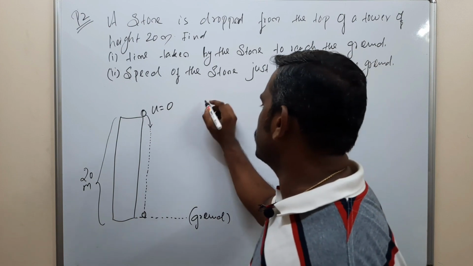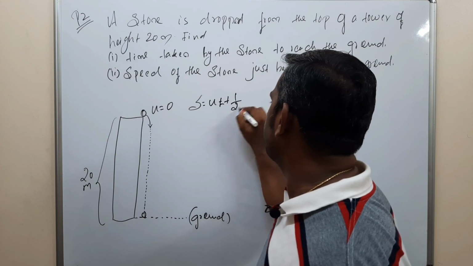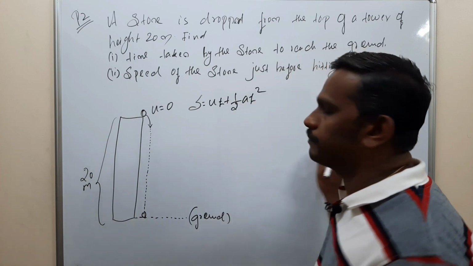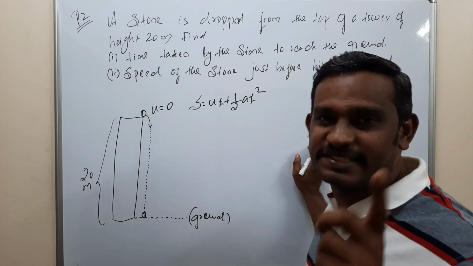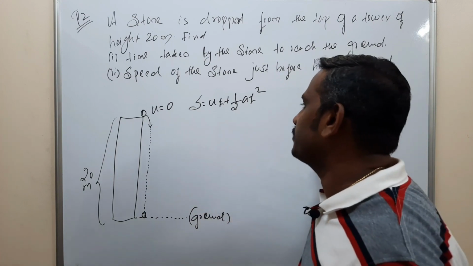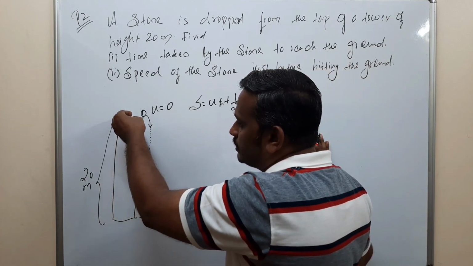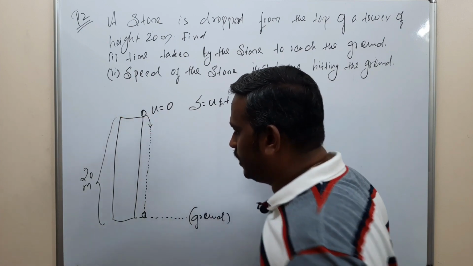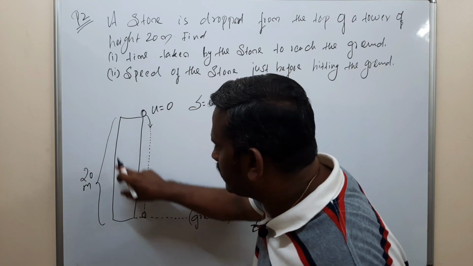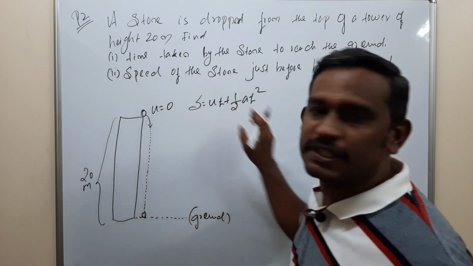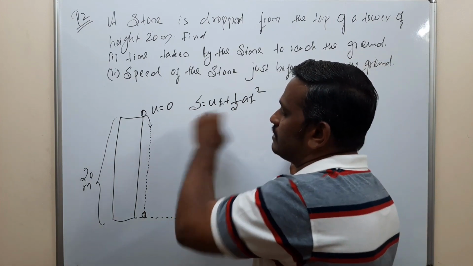So I am using the kinematic equation, s is equal to ut plus half at square. Here s is the displacement, not the distance. When the stone is dropped from the top of a tower and it reaches the ground, the distance the stone will travel is just equal to the height of the tower, that is 20 meter. So here s is the displacement.